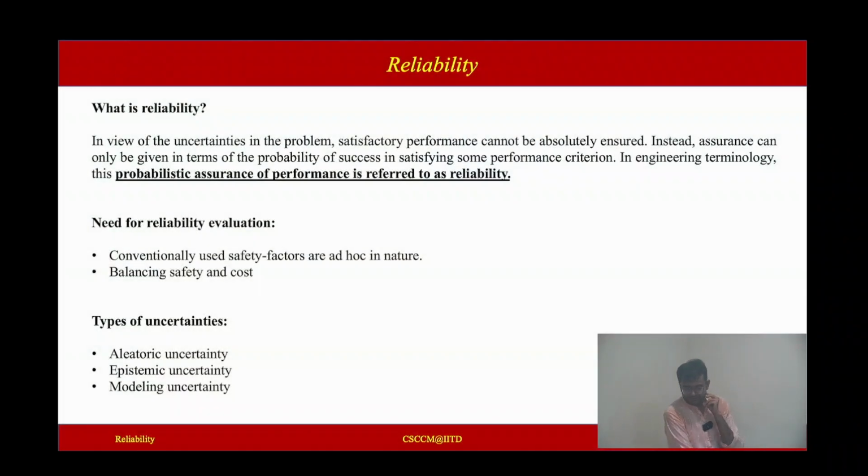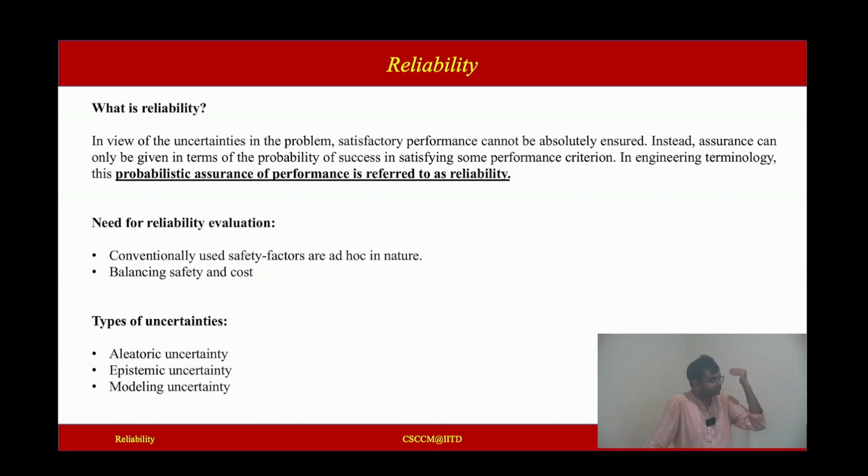In view of uncertainties in the problem, satisfactory performance cannot be assured. There will be failures and then there will be successes. So that means you have to start thinking in terms of probability. Instead of assurance, assurance can only be given in terms of probability of success. Probability of success of what? Certain criteria.